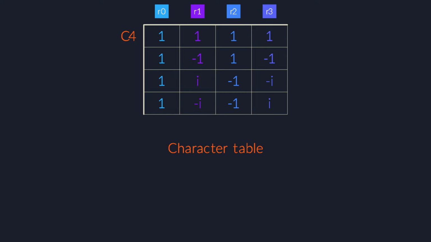I want to stress that a character table contains only the irreducible characters for a group. A group has many other characters, infinitely many of them in fact, but just like the representations from the previous video, they can all be constructed from a small set of fundamental or irreducible ones.